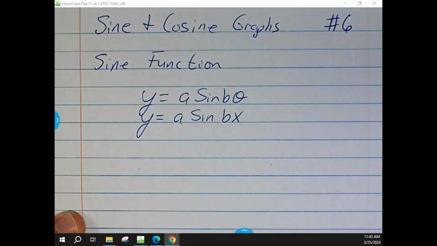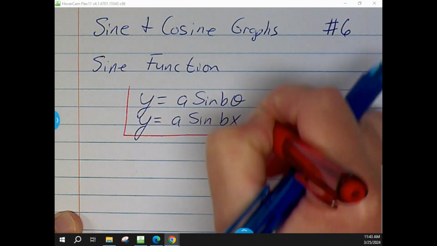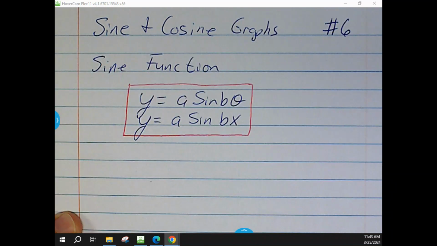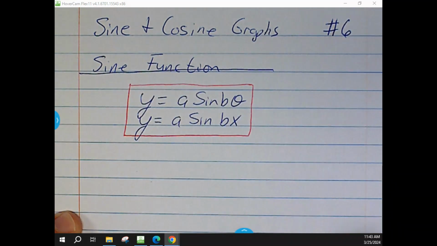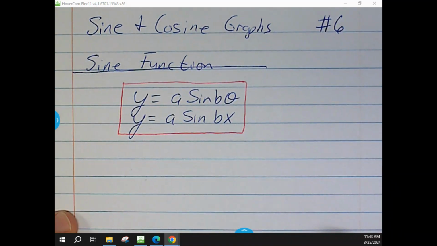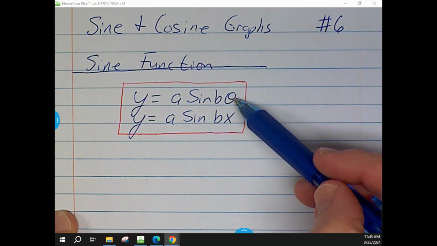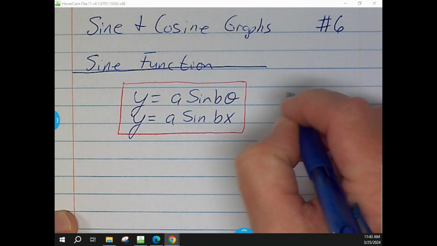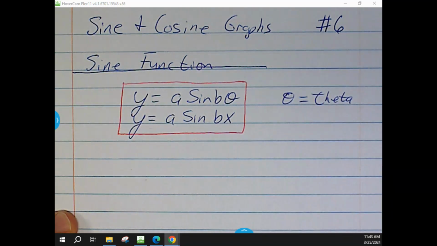All right, and the sine function is going to be one of two things. It's either going to be y equals a times the sine of b theta, and I think we talked about theta a little while back. Maybe we did, maybe we didn't. Or y equals a times the sine of b x. So at the end it's either going to give you this theta or x. And again, theta looks like an O with a slash through it. That's the Greek alphabet.